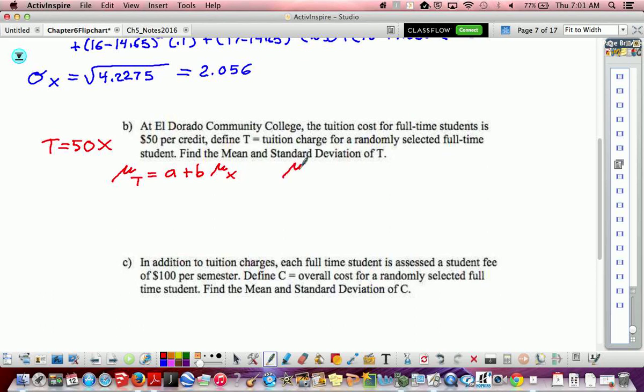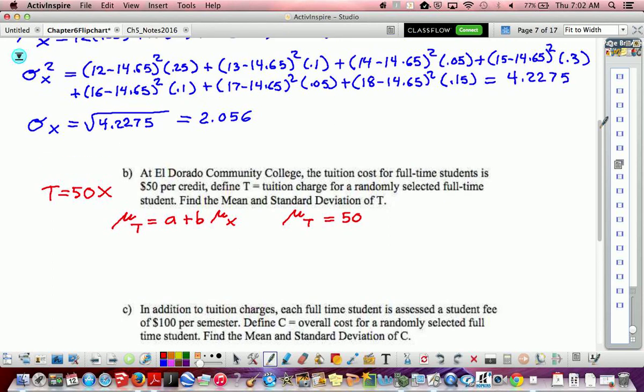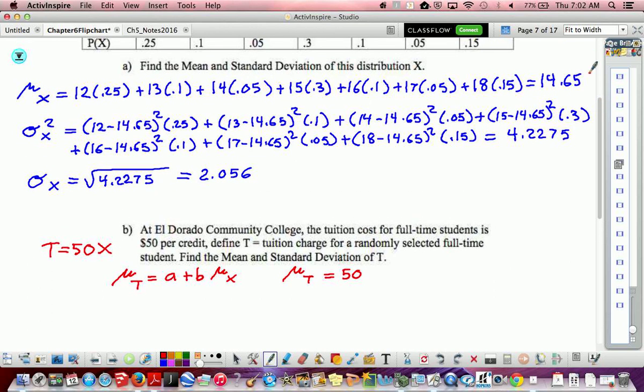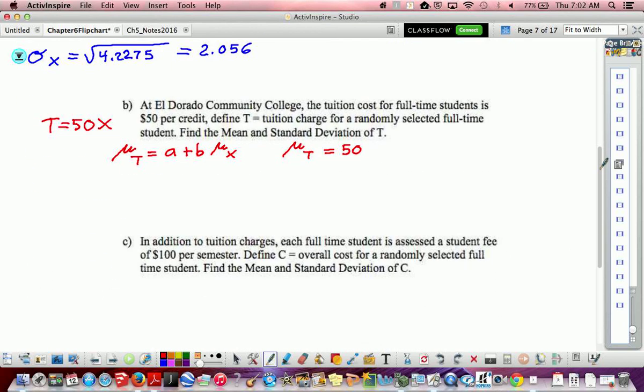So in our case, the mean of T, there is no A value, so it's just going to be 50 times the average number of credits. So if I go up here, 14.65. So now what we're finding is basically the average tuition cost for a randomly selected student at this community college. Then we're finding the standard deviation. Again, absolute value of B times the standard deviation of X.